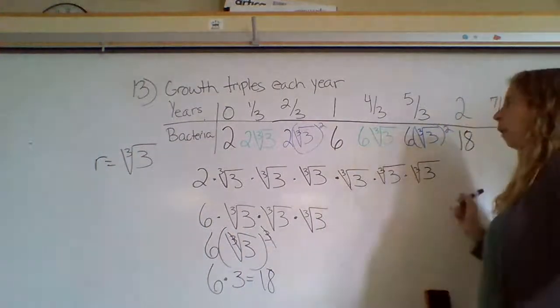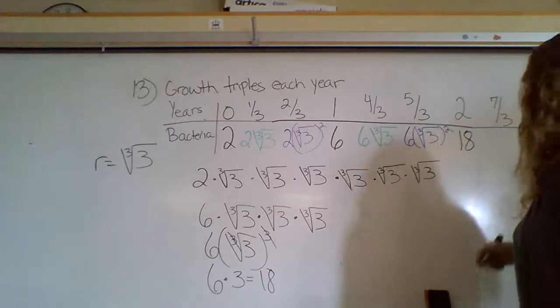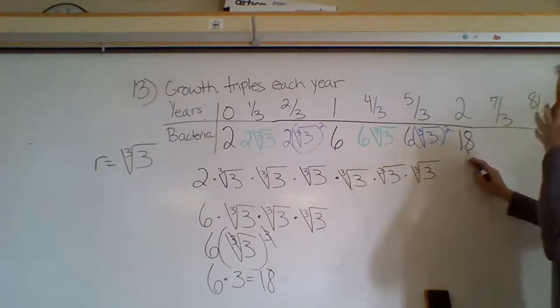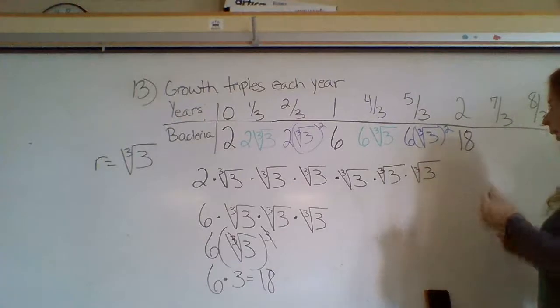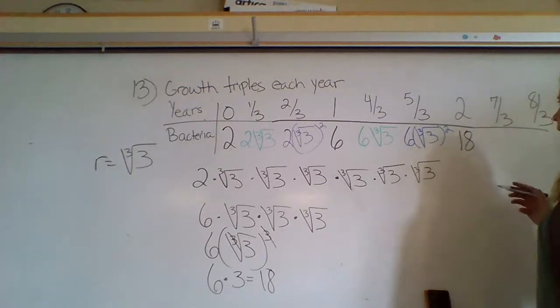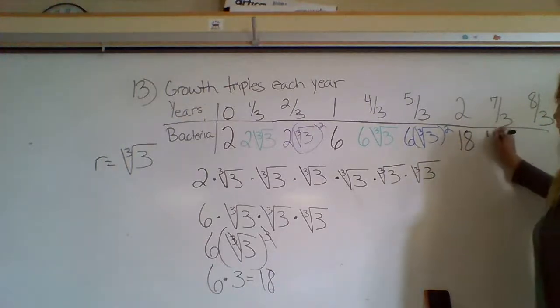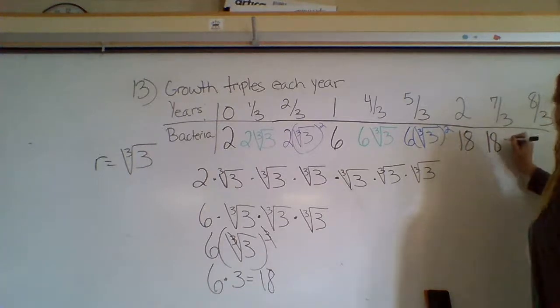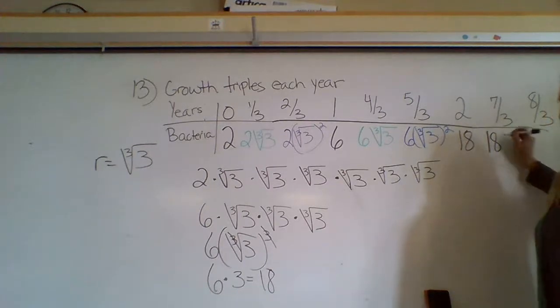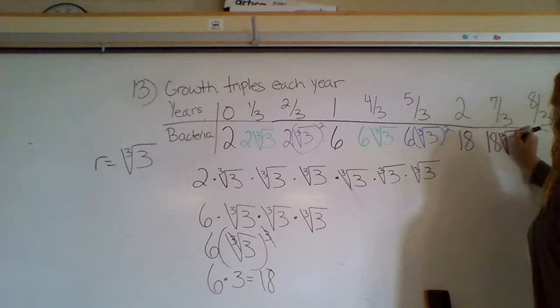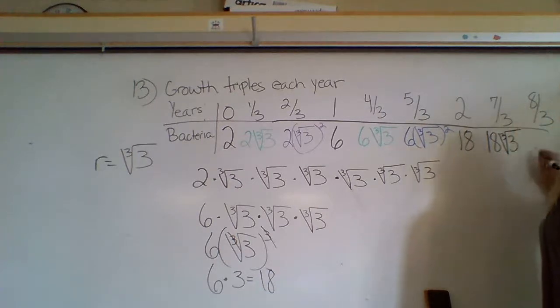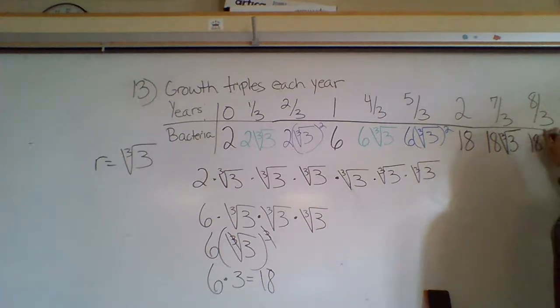Which we also already filled out. I can't keep track. All right, well, that checks out. So we know that's right. Okay, and then this one would be 18. You multiply by r again, so 18 times the cubed root of 3. And then you would have 18 times the cubed root of 3 squared.